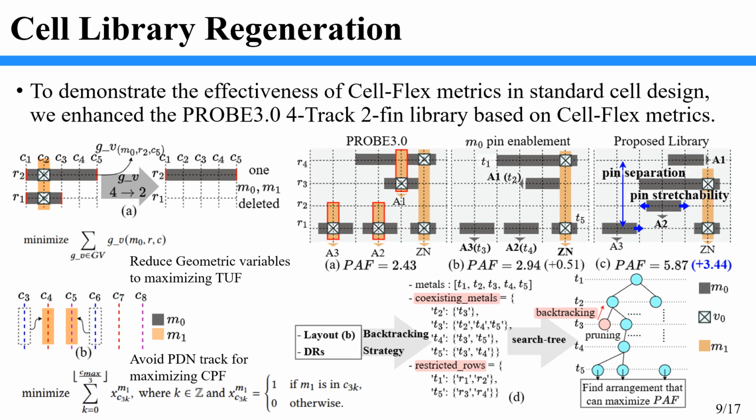To make the new library based on self-flex metrics, we incorporate the formulation A for PAF and B for CPF into the SMT code. Additionally, we swap the master location in the finalized layout using a search tree algorithm to identify the optimal master arrangement that maximizes PAF. So by applying A, B, and C, we regenerate 41 cells from Probe 3.0.